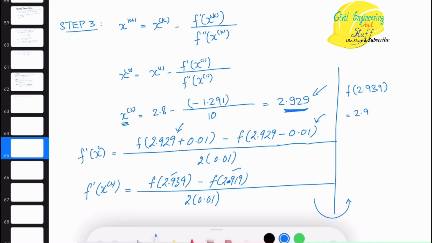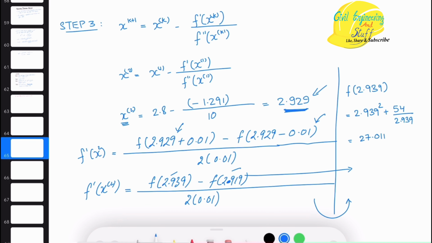2.939 square, that is the equation we have. We are just putting the values: 54 divided by 2.939. On solving, you will see the value is 27.011.